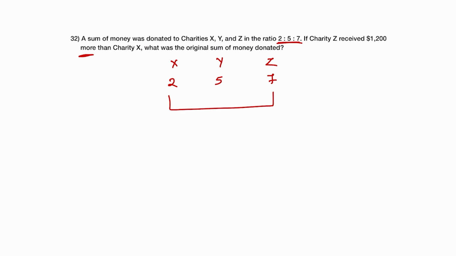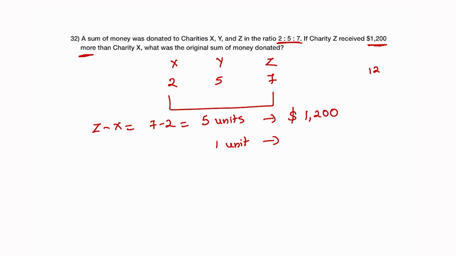So let's use this information here. So Z minus X is basically 7 minus 2, and that's 5 units, right? And 5 units is how much? $1,200. So 1 unit will be how much? Dividing both sides by 5. 1,200 divided by 5. Let's do it here. 1,200 divided by 5. 5 times 2 is 10. That gives us 2 there, 0. That's times 4. And this 0 comes here. So the answer is $240. So each unit is $240.